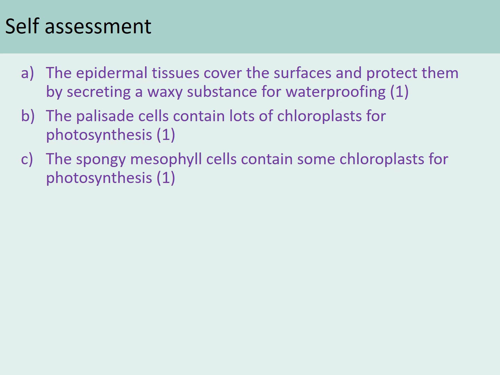The palisade cells, how they're adapted for photosynthesis, they contain lots of chloroplasts, and also they are tall. You could have said that they have a regular shape, so you can get lots of them into that layer. And the final one is how spongy mesophylls are adapted, and you could have said that they have got some chloroplasts for photosynthesis, or you could have talked about how they create the air spaces, so different gases can move around for photosynthesis.